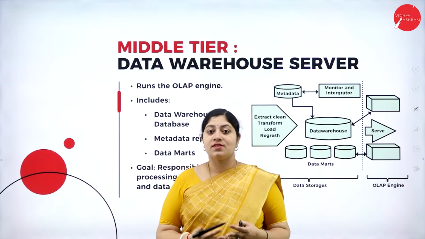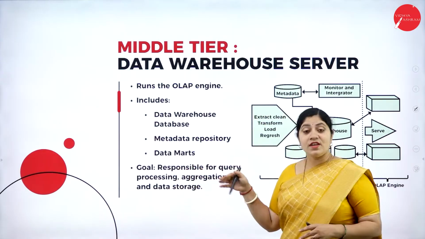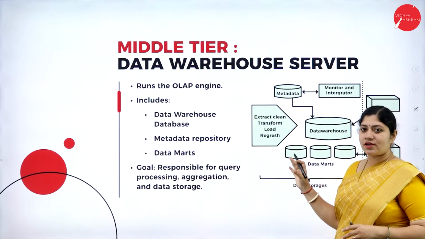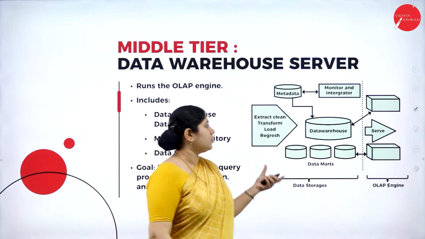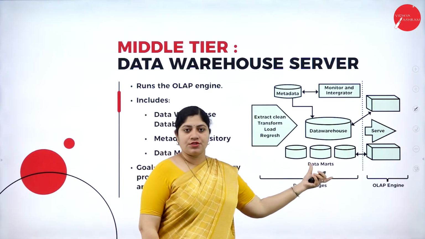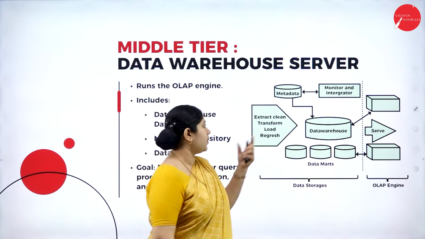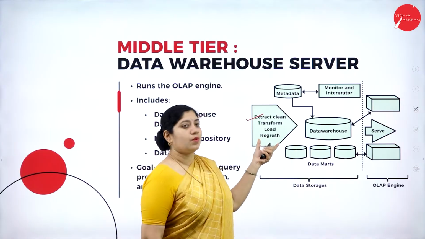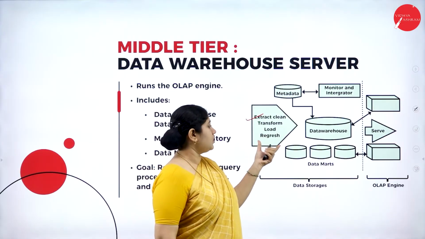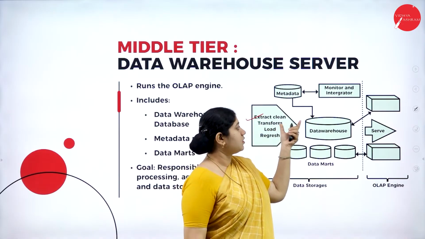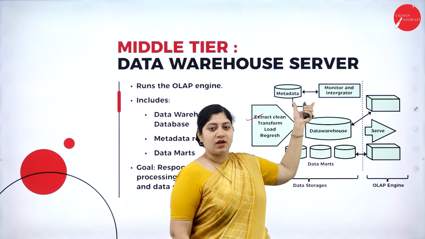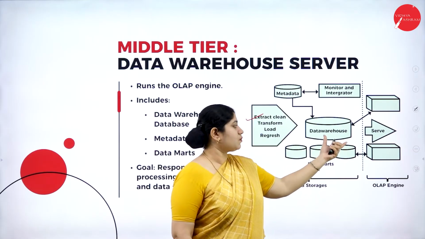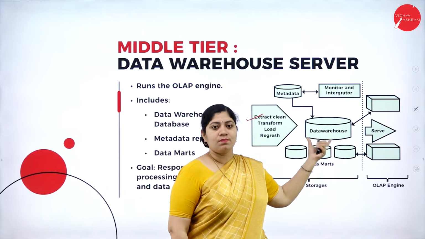So the next tier is none other than the middle tier, and it is nothing but a data warehouse, correct? Now let's see a simple architectural diagram which shows the middle tier architecture. Under the middle tier, we can expect the information that is extracted, cleaned, transformed, loaded, as well as refreshed. Next, there is the metadata. This is a very crucial part. Also the data warehouse, as we can see, forms the complete central part.